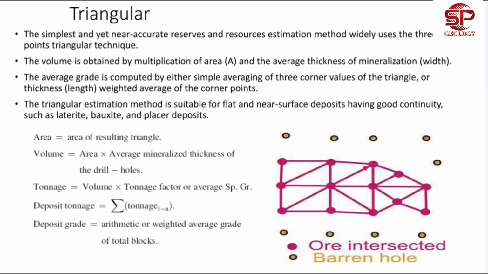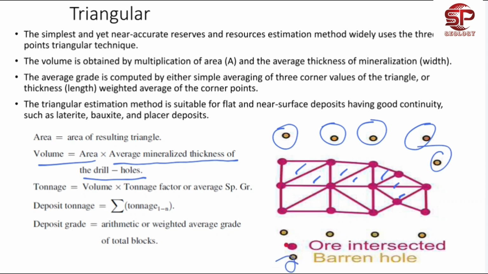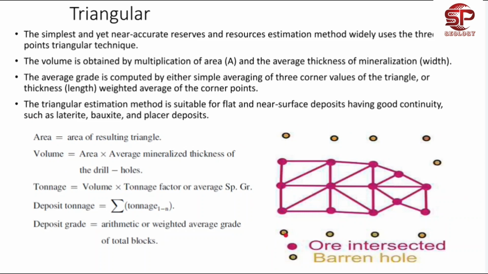So this is the triangular method. Volume is equal to area into average mineralized thickness of the drill holes. After getting the tonnage of each triangle, just add all the tonnages, and you will get the whole reserve. In this diagram, these holes are not mineralized. Only the pink holes are mineralized. So this is the triangular method.